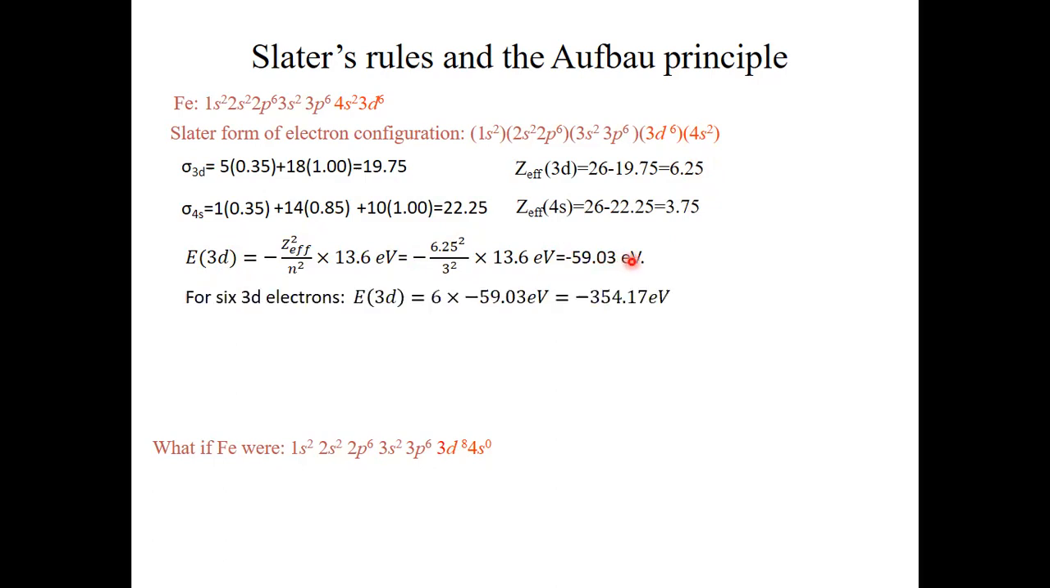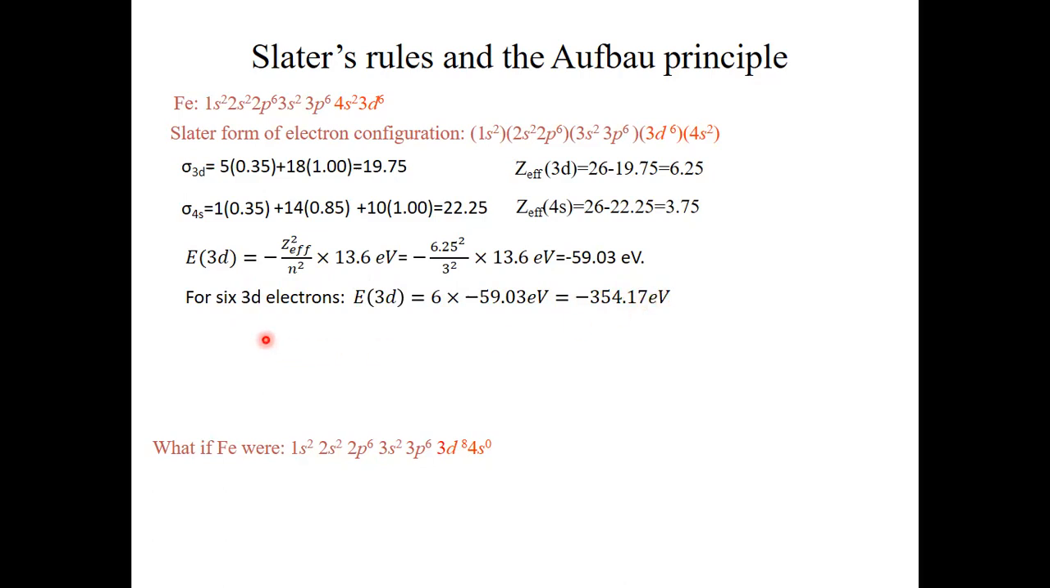So now we have to consider that we have overall 6 of these d electrons. Therefore, the overall energy for all the 6 d electrons is 6 times minus 59.03 electron volts, which is equal to minus 354.17 electron volts.